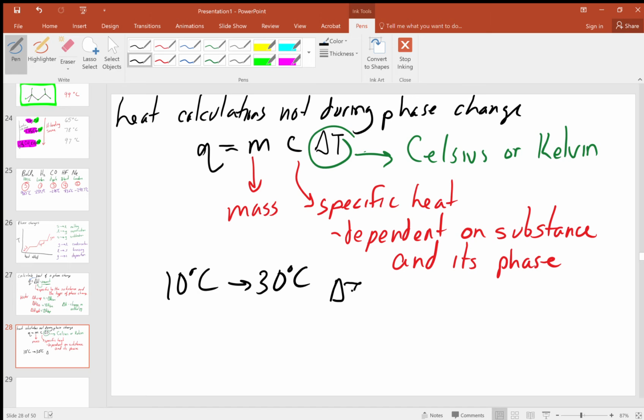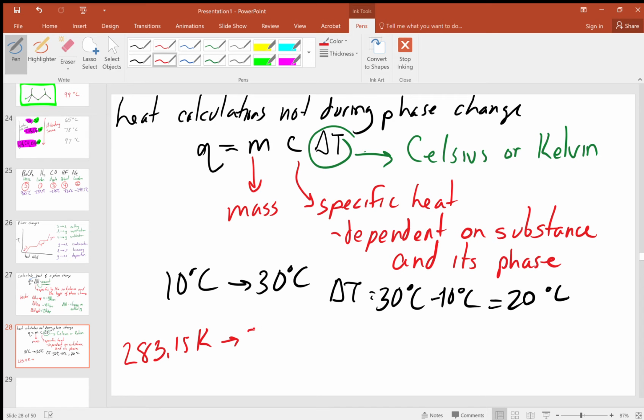What would delta T be? Just 30 minus 10, or 20 degrees Celsius. But let's say we had converted those to Kelvin. Then we have 283.15 Kelvin going to 303.15 Kelvin. What's the difference? Again, it's still 20 degrees. So because we're taking the difference here and not just looking at an absolute value, it doesn't matter for delta T whether we use Celsius or Kelvin.